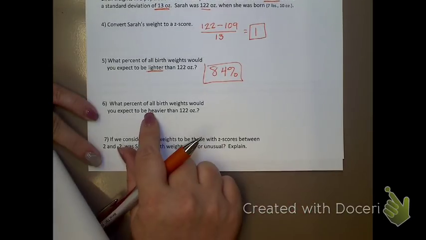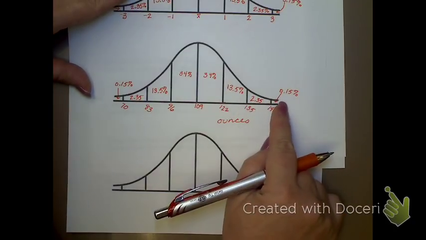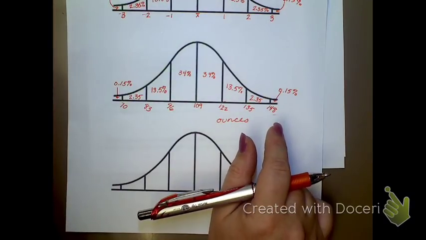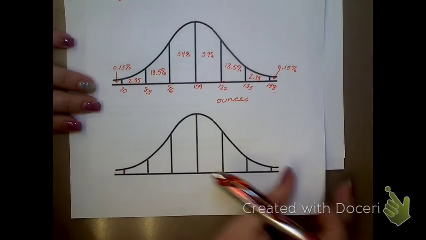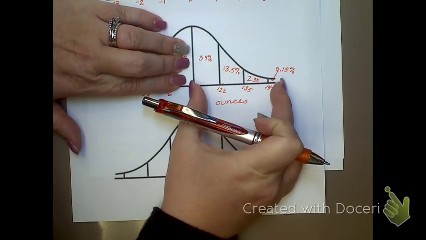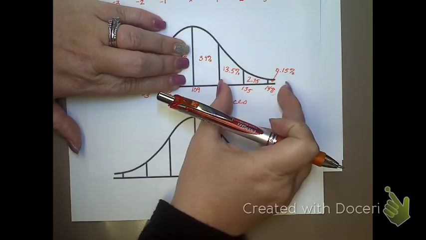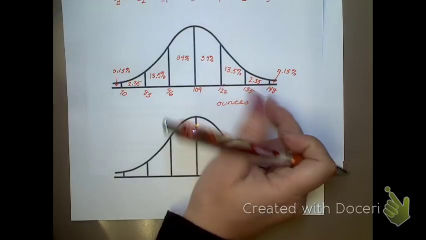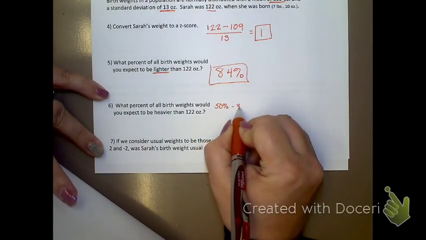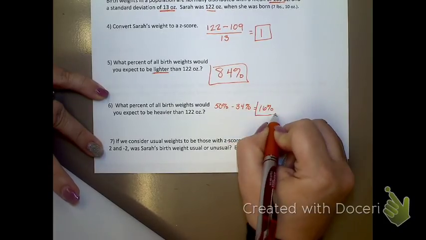What percent of all birth weights would you expect to be heavier? Well, heavier would be to the right side. So there are 3 different ways that I could look at this. First off, I could recognize that to the right of there is this entire 50% half minus the 34% that's not a part of it. So I could look at 50% minus 34%, and that gives me 16%. That's one way I could look at it.